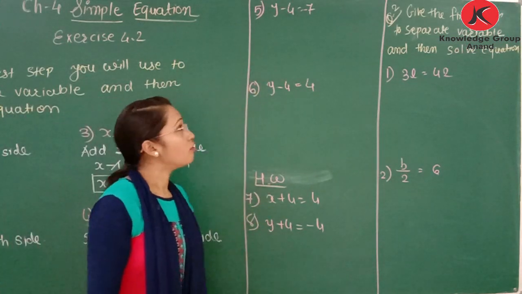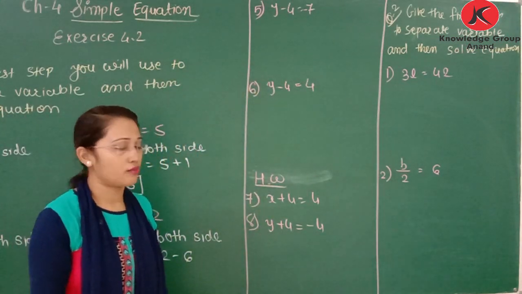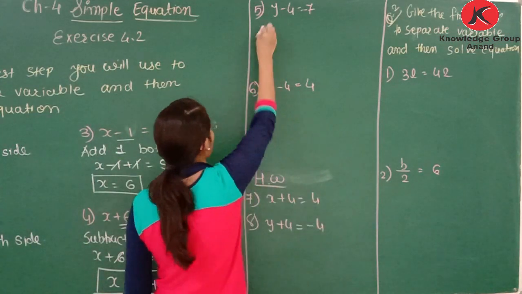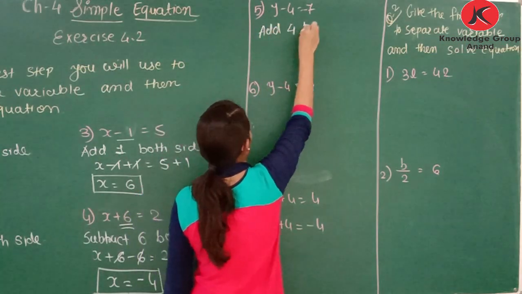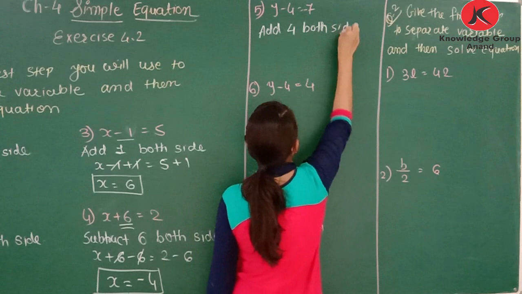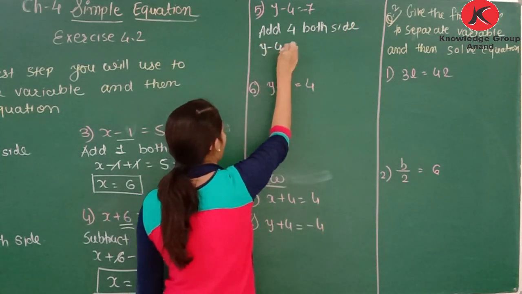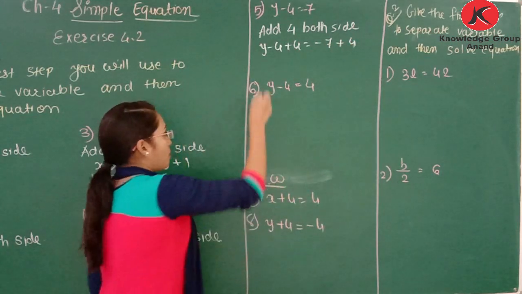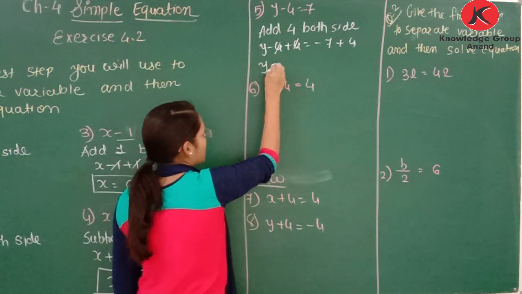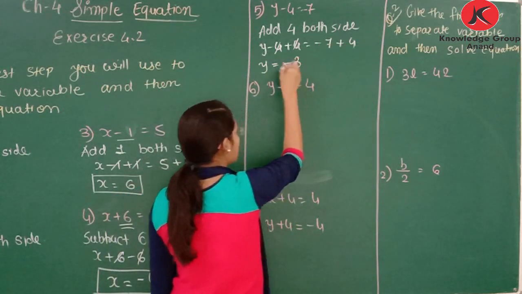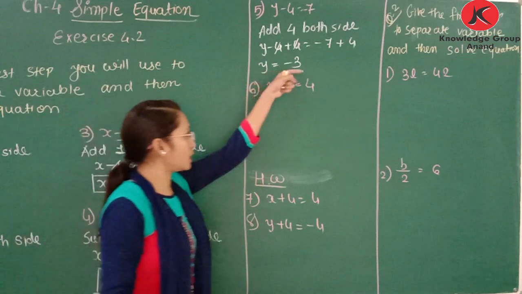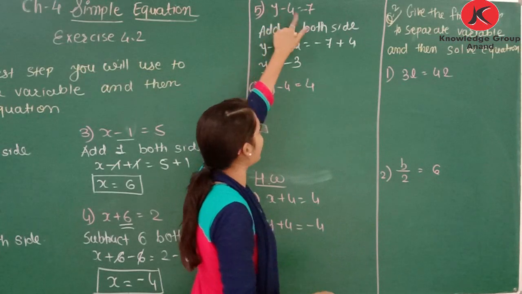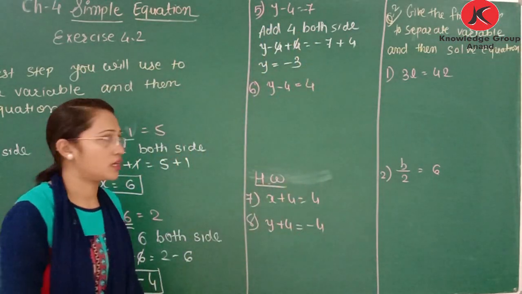Now fifth one, y minus 4 is equal to minus 7. So here 4 is in a subtraction. To remove 4 you need to add 4 on both sides. So we have y minus 4 plus 4 is equal to minus 7 plus 4. Minus 4 plus 4 will be cancelled. So y is equal to minus 7 plus 4, which is minus 3. Now if you write minus 3 for y in the equation, minus 3 minus 4 is minus 7. So your answer is correct.